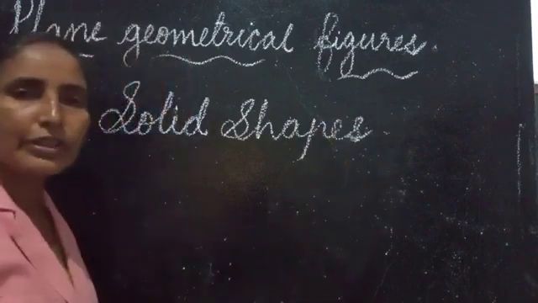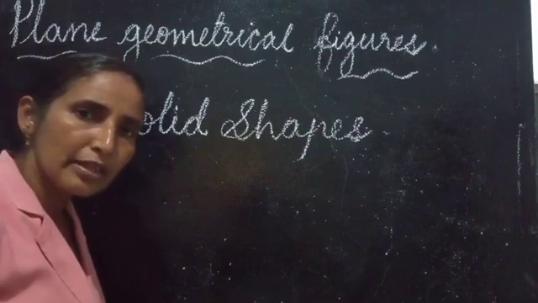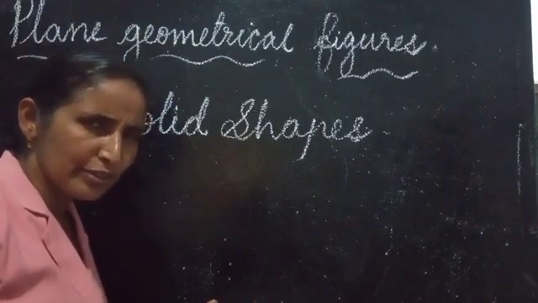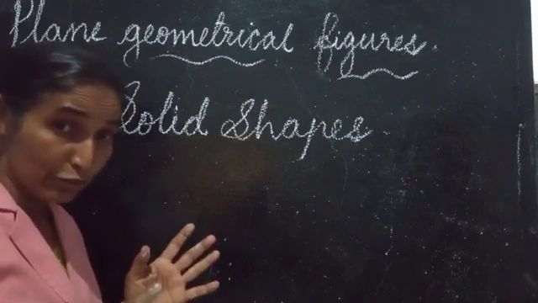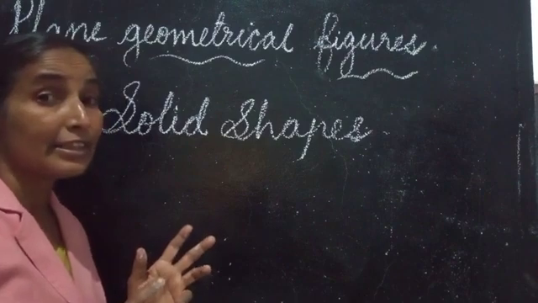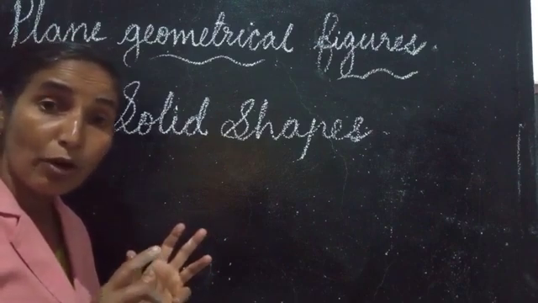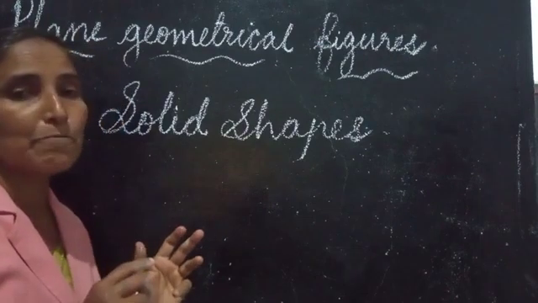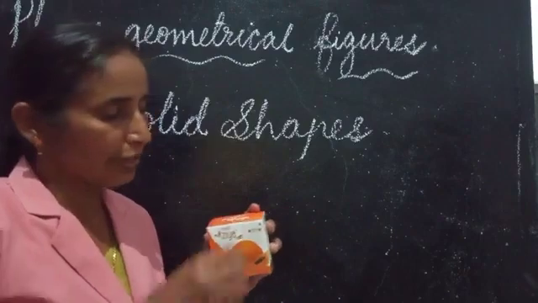Solid shapes also we have learned in the second standard. Are you remembering? Some of you. Very good, some are remembering. An example: cube, cuboid, then cylinder. Then what is the shape of a ball? Sphere. Then one more, cone.